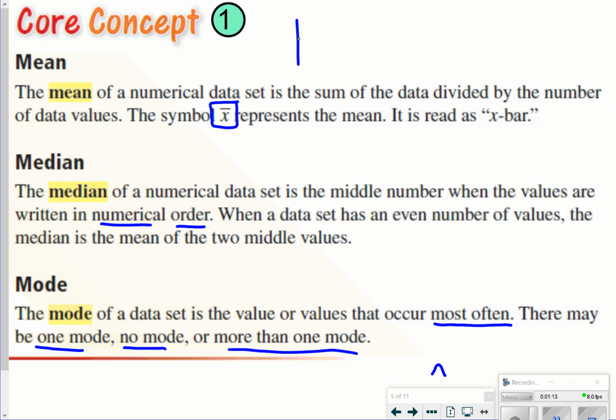Let's take time now to just refresh our memory and pause the video here so you can write down what mean, median, and mode are. And once you're done, click play, and we're going to try an example.